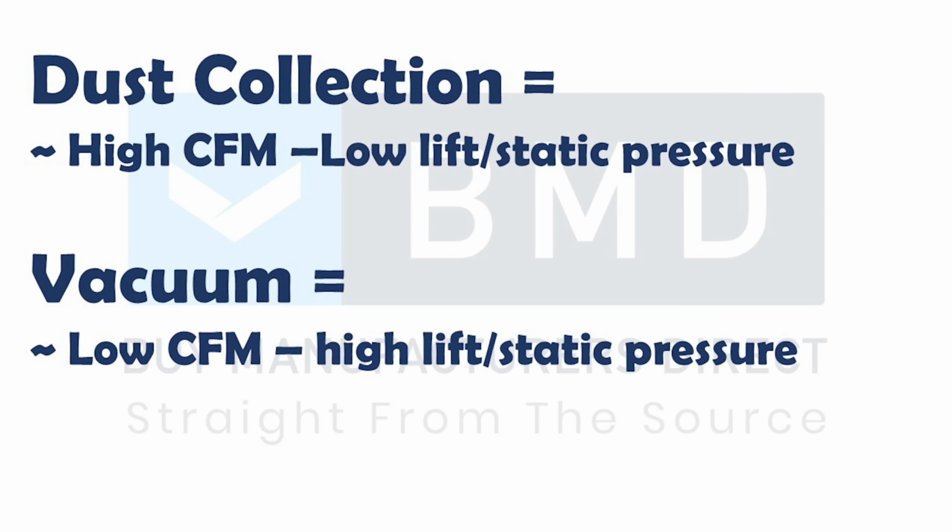I would say the general answer to that or differentiation is dust collection is usually known as very high CFM, low lift or static pressure. A vacuum is going to be the opposite, where it's going to be typically lower CFM, but really high lift or pressure behind it. How that applies to us in the surface preparation industry, they're both important numbers.